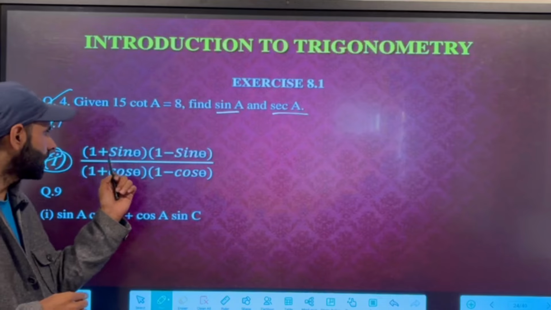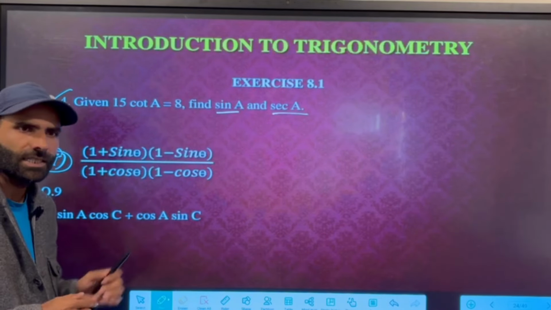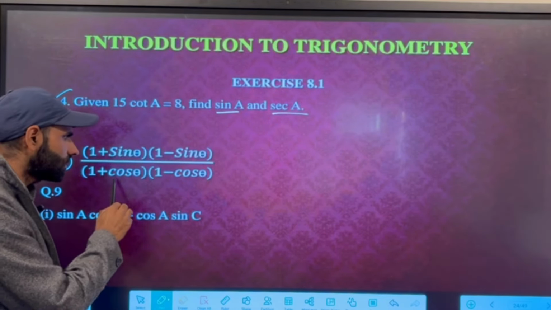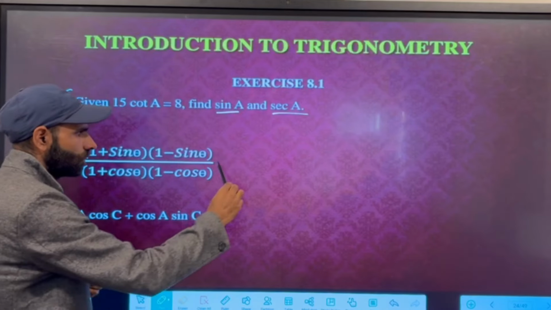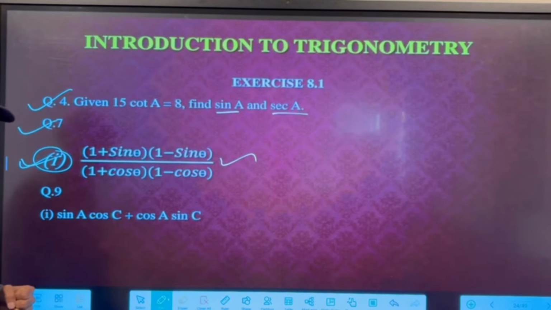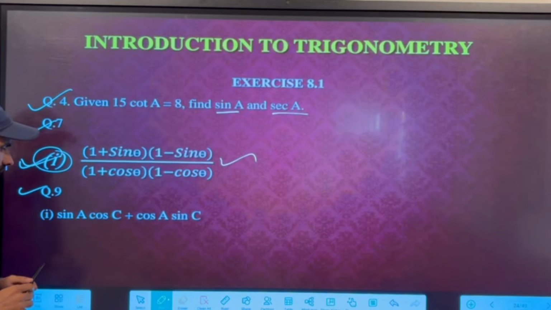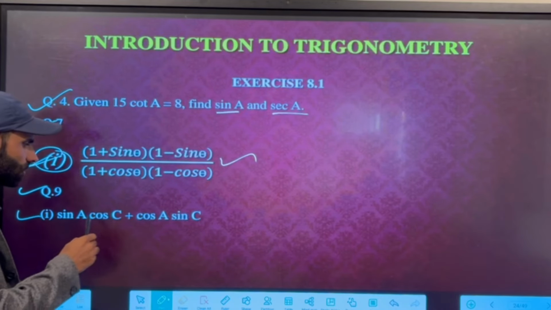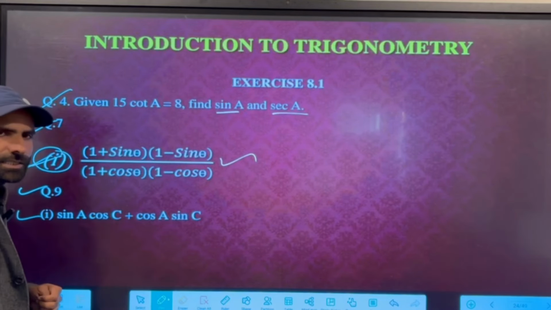(1 plus sin theta)(1 minus sin theta) divided by (1 plus cos theta)(1 minus cos theta). You have to find the value of this expression. Question number 9, part 1st: you have to find the value of sin A cos C plus cos A sin C.